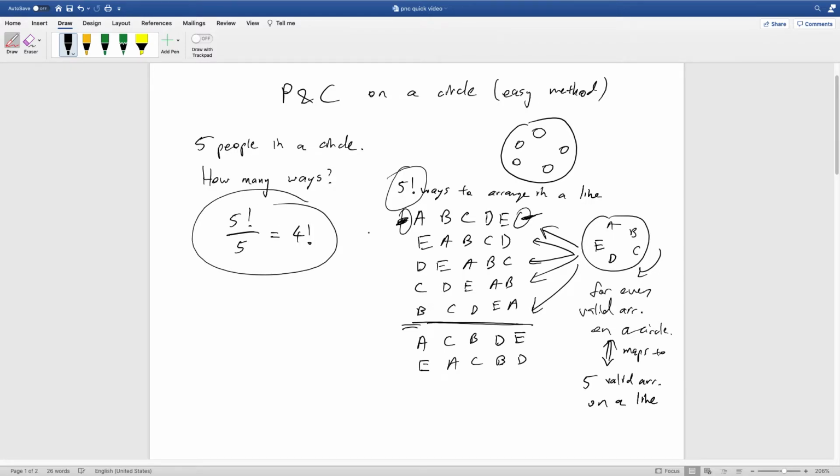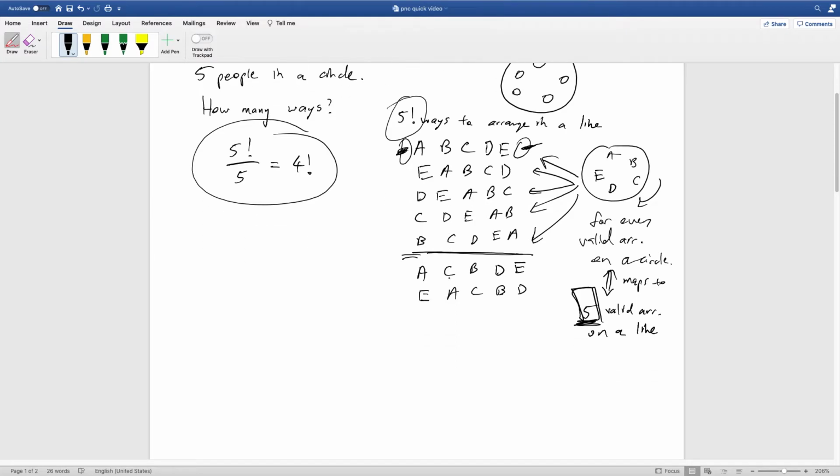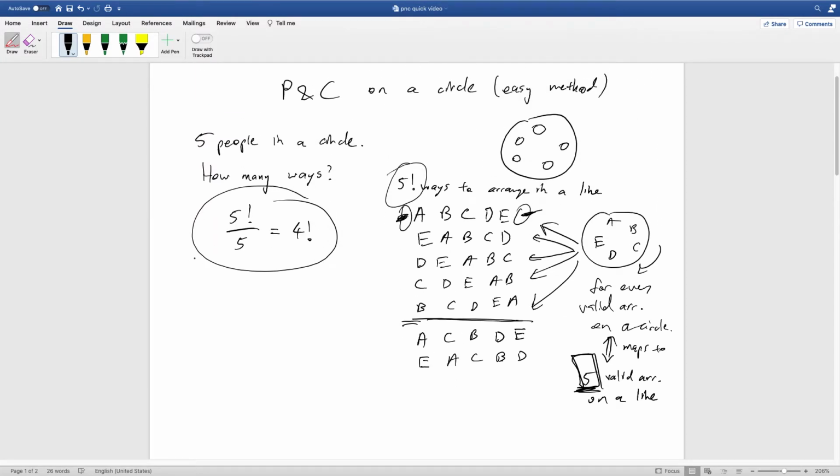So in essence, why do we take 5 factorial and divide it by 5? It's because for every arrangement on the circle, we map it to 5 different ways of arranging the people in a line, and these 5 different ways are equivalent to each other. So we have overcounted by a factor of 5, and hence we take 5 factorial, which is the number of ways people can be arranged on a line, and divide it by 5, which is the factor we have overcounted by. Okay, so that is one way of thinking about arranging 5 people in a circle.